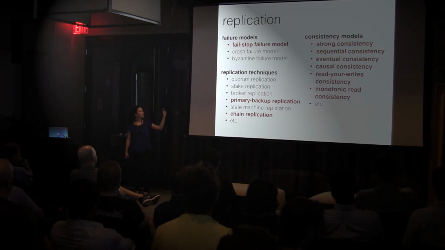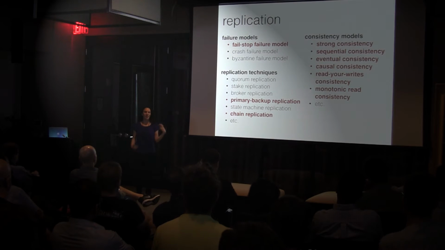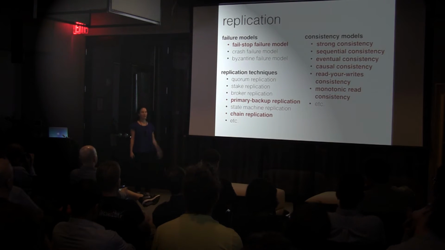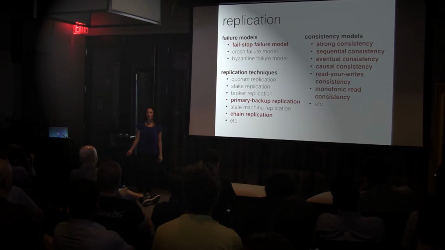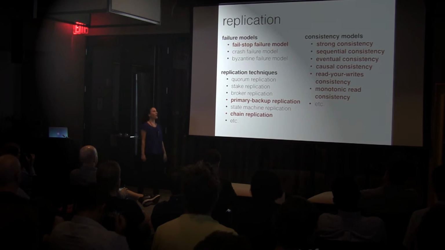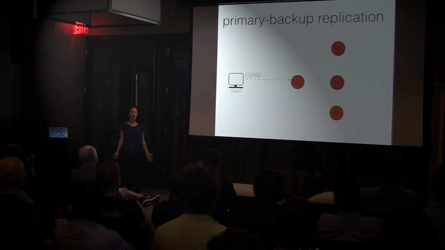Then I will go through only two replication techniques. One is primary backup. I will talk about it a little bit because a lot of people know of chain replication as a specialized version of primary backup, so I think it's important to understand what primary backup is. Then I will talk about chain replication. And I will talk about a bunch of different consistency models because this is one of the cool things about the new protocol. As I talk about them, I'll go into detail, so right now I'm not really talking about them yet.